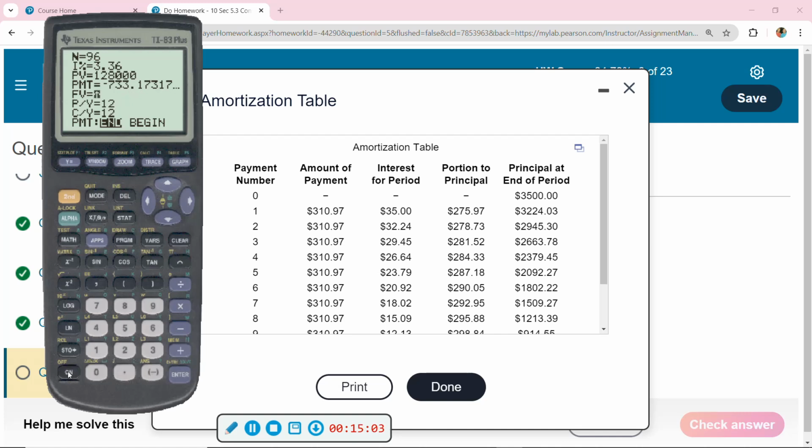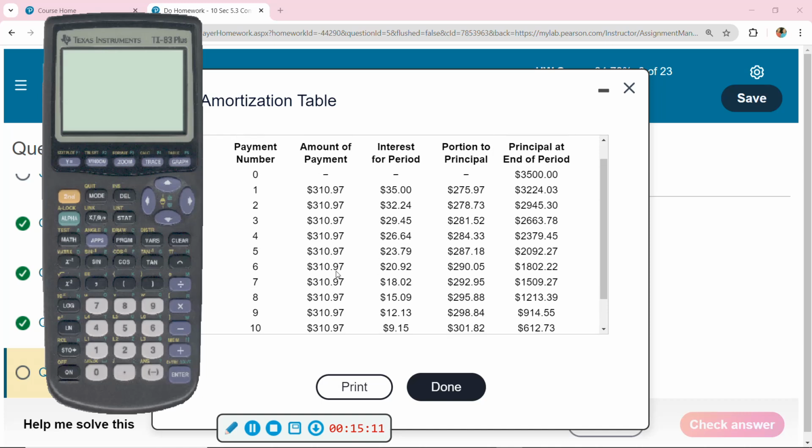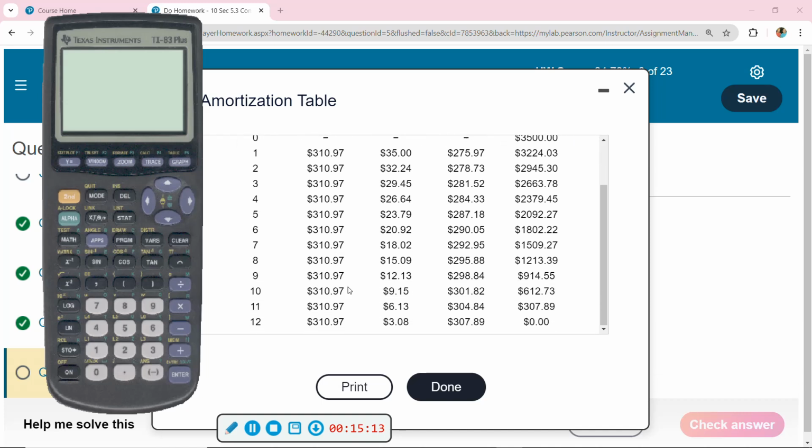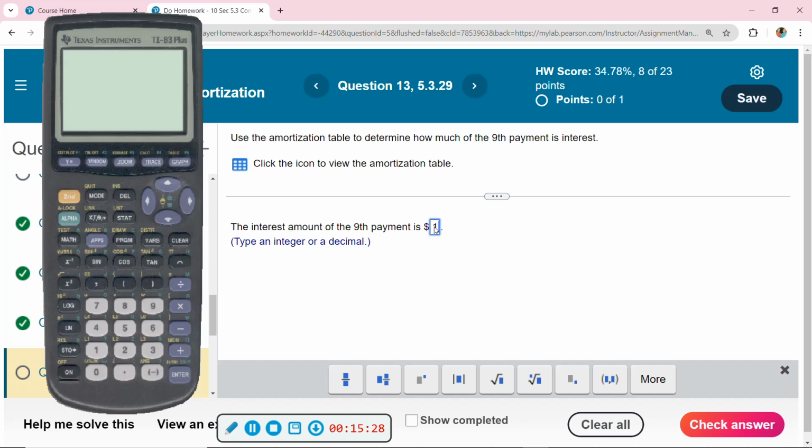Second off there. So all that number isn't there. How much of the ninth payment is interest? Here's the ninth payment. The first column is the payment. This next column is the interest. So on the ninth payment, $12.13 is interest. Here's the amount that's going on the loan. So $12.13.